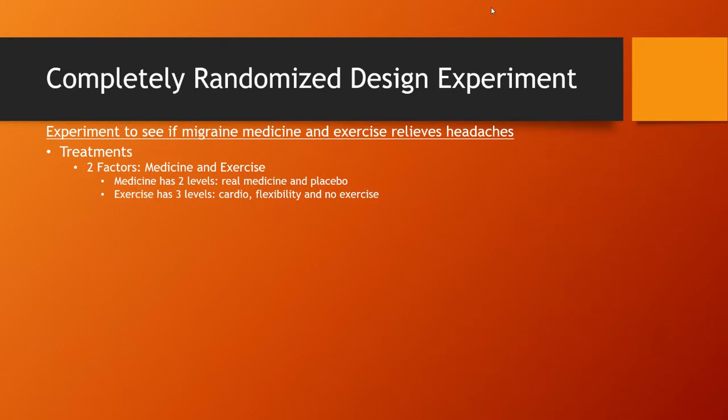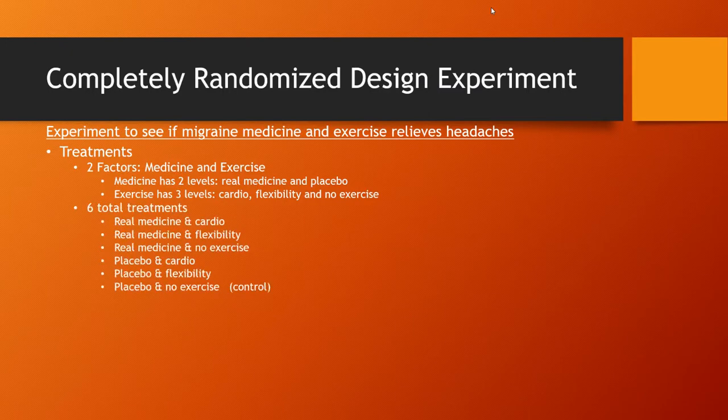So we combine these into the 6 total treatments. So I'm going to have 6 treatment groups. Some people are going to take the real medicine and do cardio exercise. Some other people are going to take the real medicine and do flexibility exercises, and so forth. So half my subjects will be getting the real medicine, half will be getting the placebo. A third will be doing cardio, a third will be doing flexibility, and a third will be doing no exercise. And of course, that last treatment group of the placebo and no exercise, they're my control because they're not taking any medicine, they're not doing any exercise.